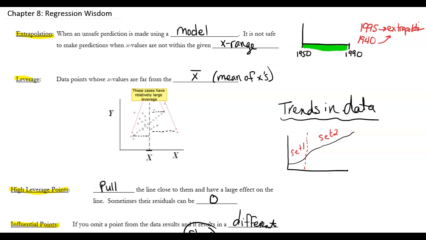And so you can actually break up data into different sections and look at each one specifically, and you can make an equation for this set, and then you can make an equation for this set, and then you can use that equation to make predictions inside of this data set and inside of the second data set.